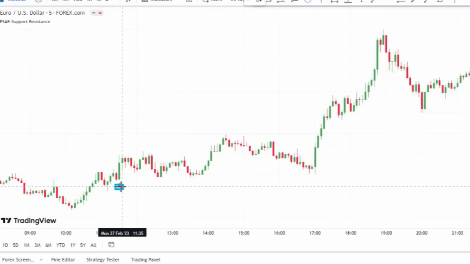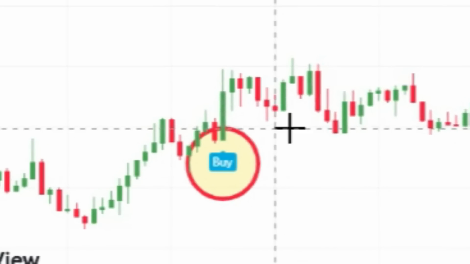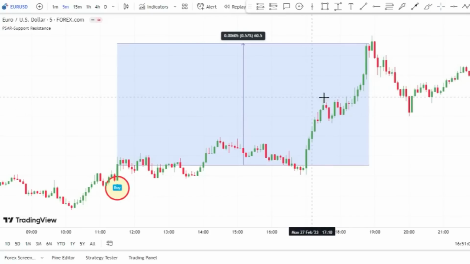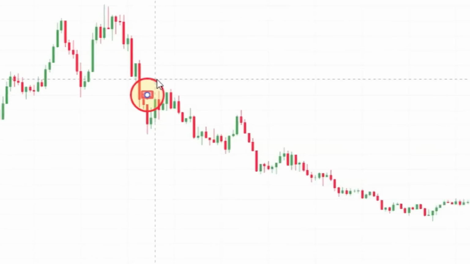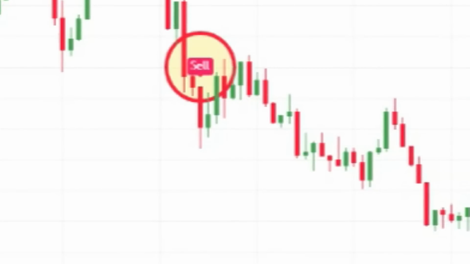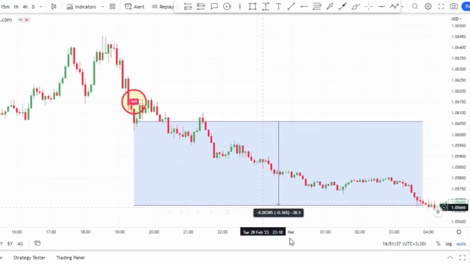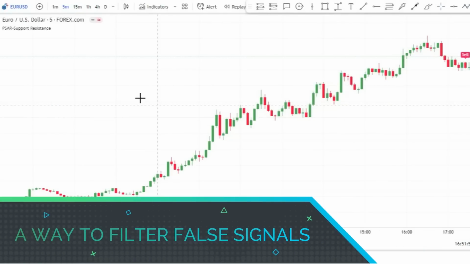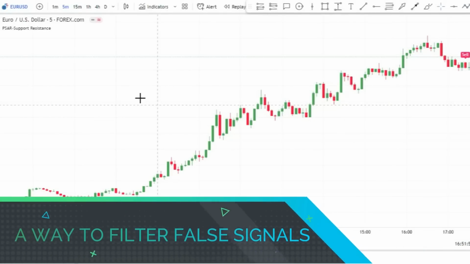A simple approach to trading with this indicator is to enter a buy trade when a buy signal is displayed on the chart. And you can also enter a sell trade when a sell signal is displayed on the chart. However, this indicator offers an interesting option in its settings that can help to filter out false signals.